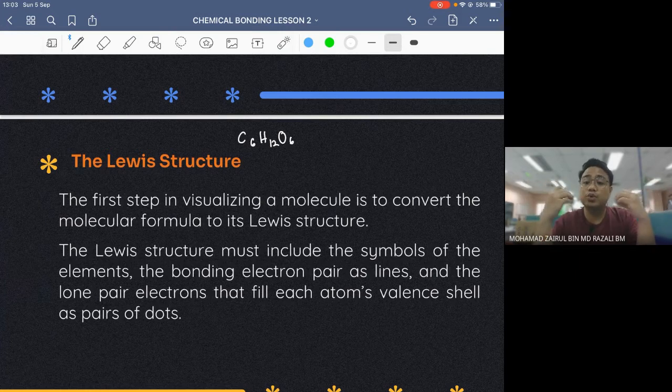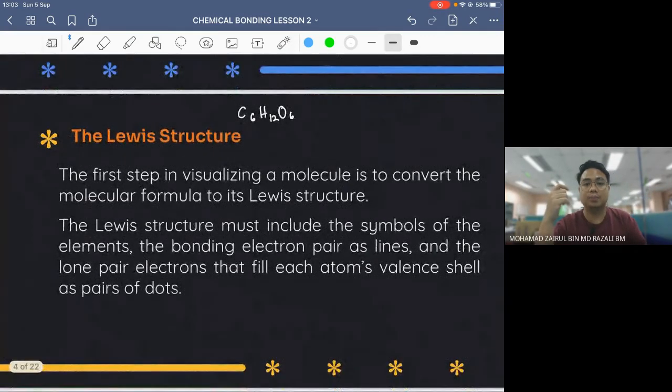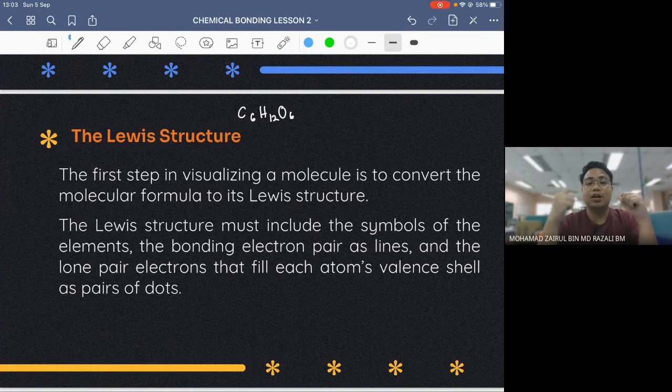So in order to visualize the shape of the molecule, we need to convert the molecular formula into the Lewis structure. Dan kita akan ada few step lah yang awak kena follow in order to draw the Lewis structure. The Lewis structure, first it must include the symbol of the element. Mestilah sebab awak nak lukis structure of the molecule, mesti kita kena tahu dia ada elemen apa. So that's why first we need to have the symbol of the element. And then the bonding pair electron we represent by using lines, yang macam kita belajar waktu lesson sebelum ni. So one line represent single bond, two line represent double bond, and three line represent the triple bond.